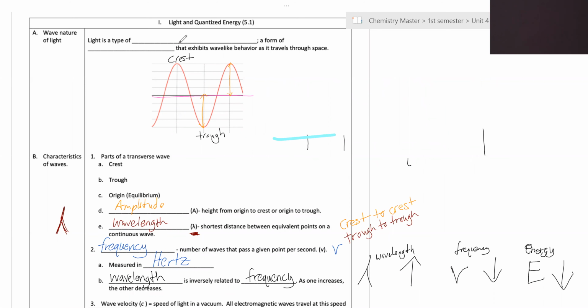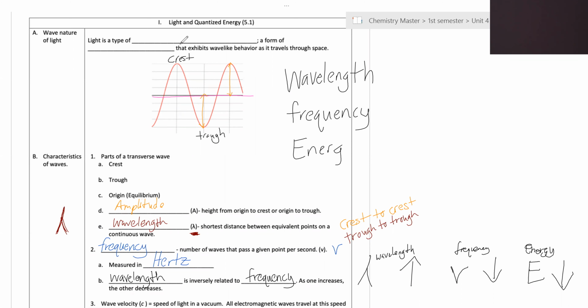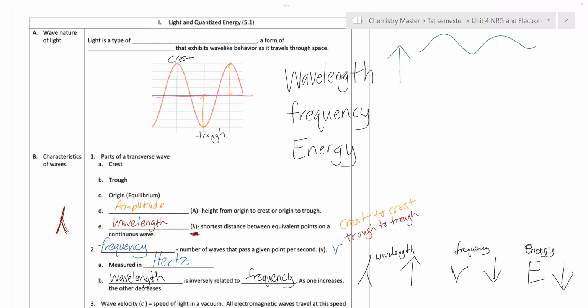All right. If we're talking about the relationship between wavelength and energy and frequency, wavelength, frequency, and energy. All right. Let me do it two different ways. If wavelength increases, so it gets longer, a long one, okay? All right. If it's long, then your frequency is low. And if your frequency is low, your energy is low.